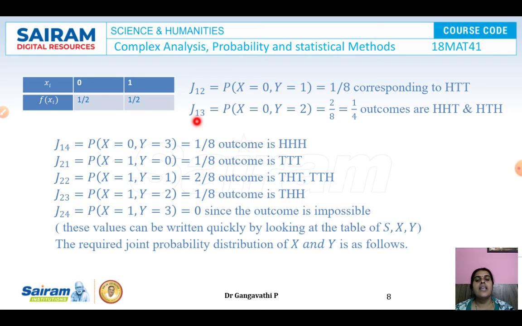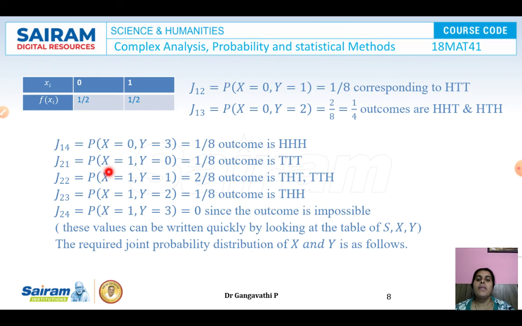Similarly, J13. Again, x is equal to x1, x1 here is 0, and y is equal to 2. It means that in the first toss, head should appear and there should be 2 heads in the outcome. So there are 2 such possible outcomes in the total number of outcomes, which is 2 by 8, and this is 1 by 4. Similarly, getting the head in the first toss and there should be 3 heads. There is one such possible case, so it is 1 by 8.